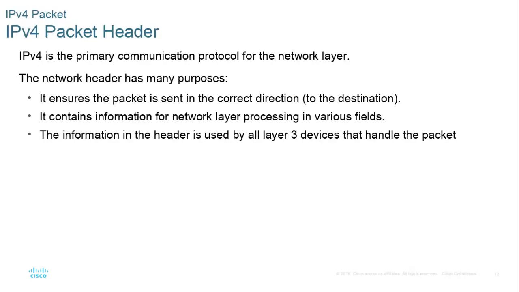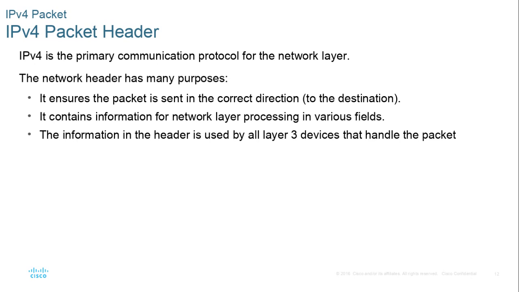Now looking at IP version 4, that's our legacy network layer protocol that's been around forever and ever. The purpose of the IP header is that it has source and destination addressing. So this makes sure that the routers can look at the destination network portion of the address and figure out the best path to get it step by step to its destination.